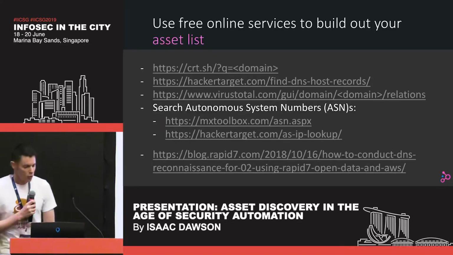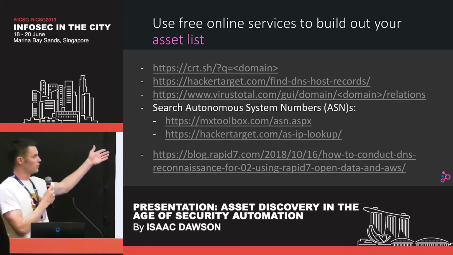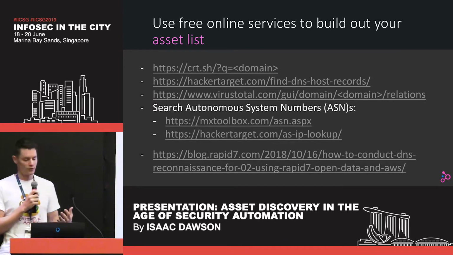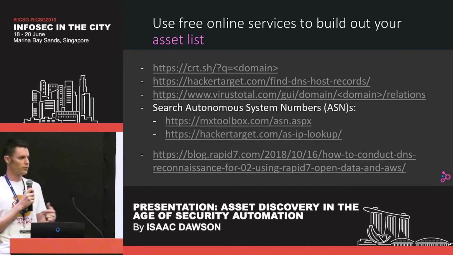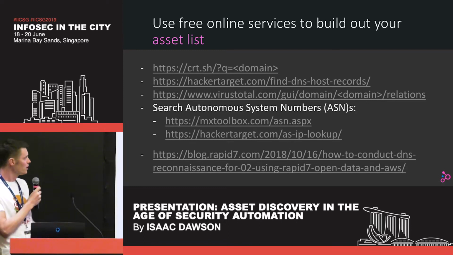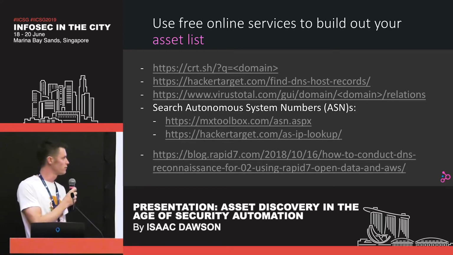So what services can we use to build out our asset list? crt.sh is a free service from Comodo, where you just put in a domain name query and it'll give you all your subdomains pulled out from the certificate transparency servers. There's things like HackerTarget, where you put in a domain name and it gives you all the subdomains.